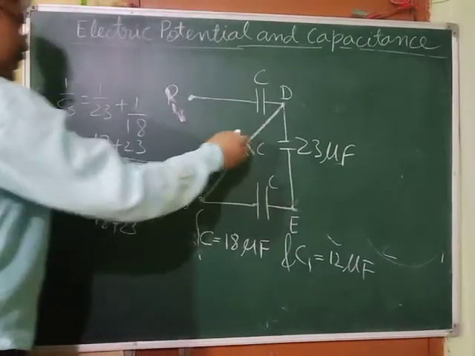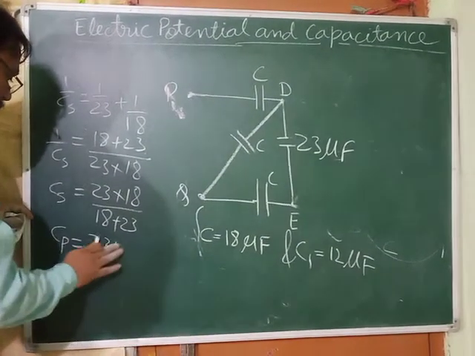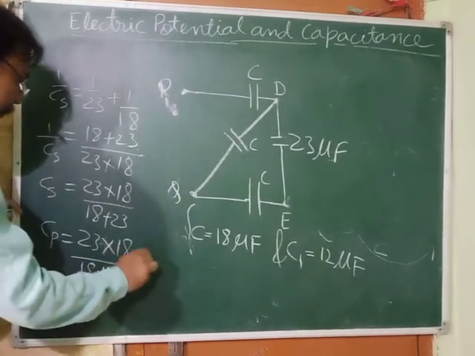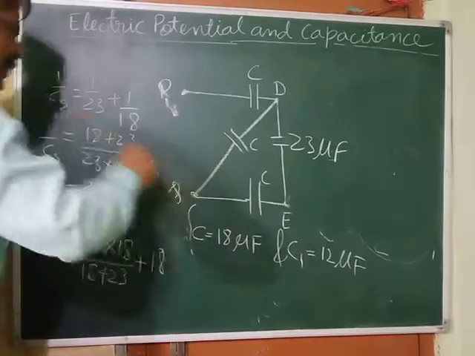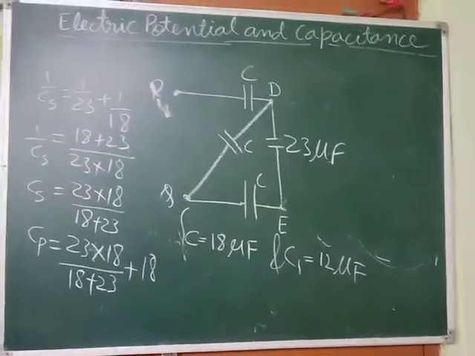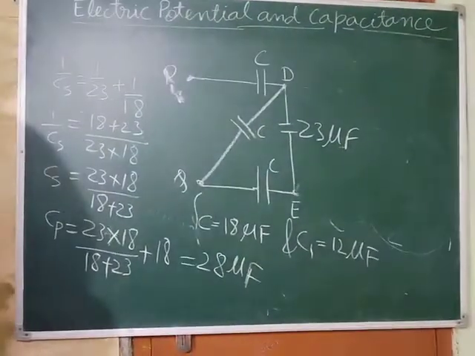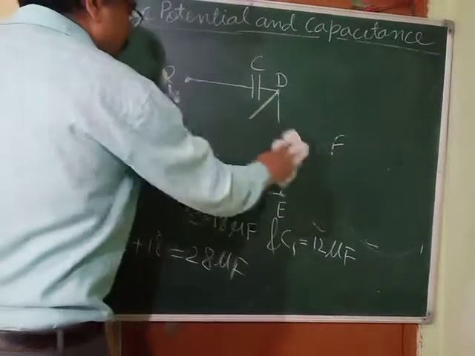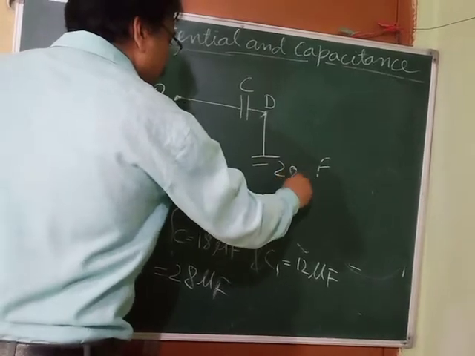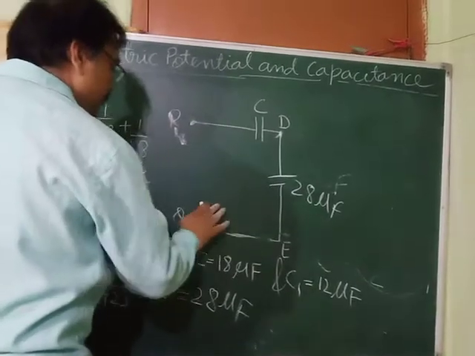Now these two are in parallel with this, so what will we get? CP is equal to 23 into 18 by 18 plus 23, plus 18, because this is also 18. We'll do this, and we'll get the result, that is 28. Again we are going to get 28 microfarad. So the sum of these two has become 28. We can remove this, and finally we will have 28 microfarad here. So the circuit has been reduced to a very simple form.